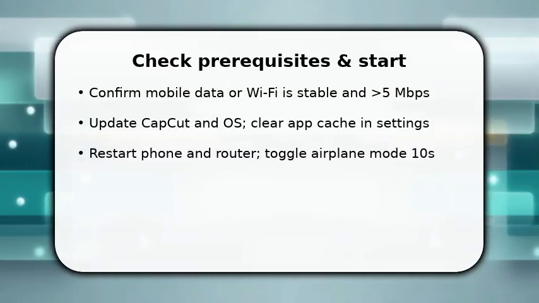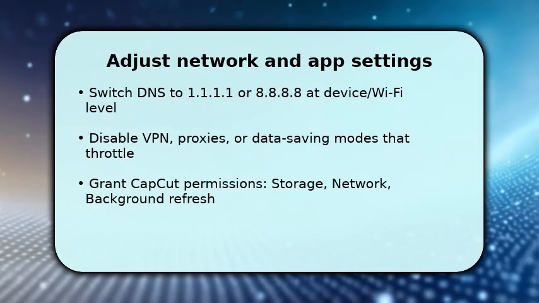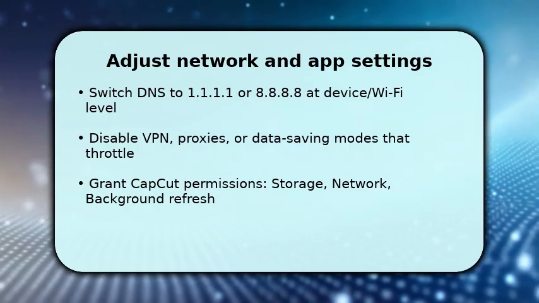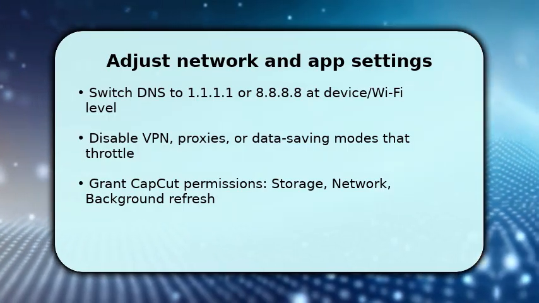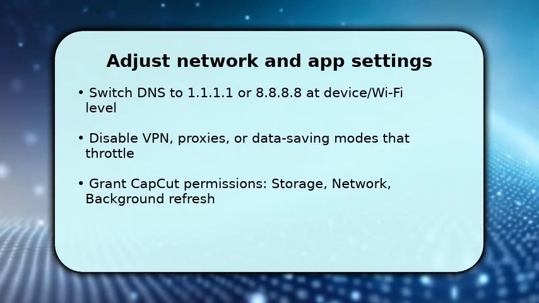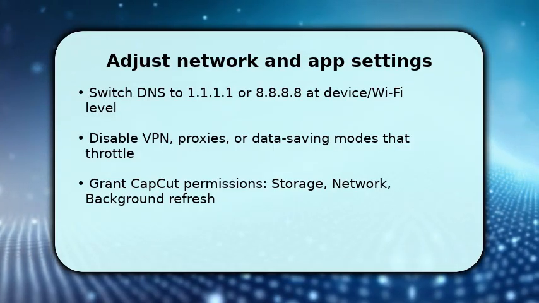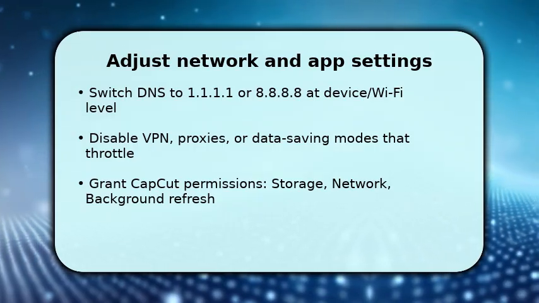Now you adjust deeper network and permission layers that commonly cause errors. Change your DNS to 1.1.1.1 or 8.8.8.8 to avoid ISP DNS glitches, and test on mobile data to isolate Wi-Fi issues. Make sure CapCut has storage and background refresh permissions so uploads and downloads can complete. If you use a VPN or proxy, disable it because encrypted tunnels sometimes block CapCut endpoints.